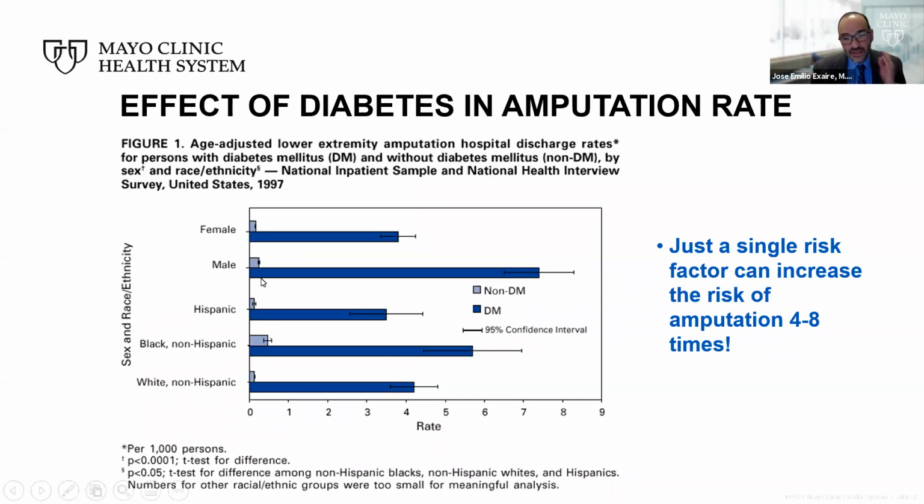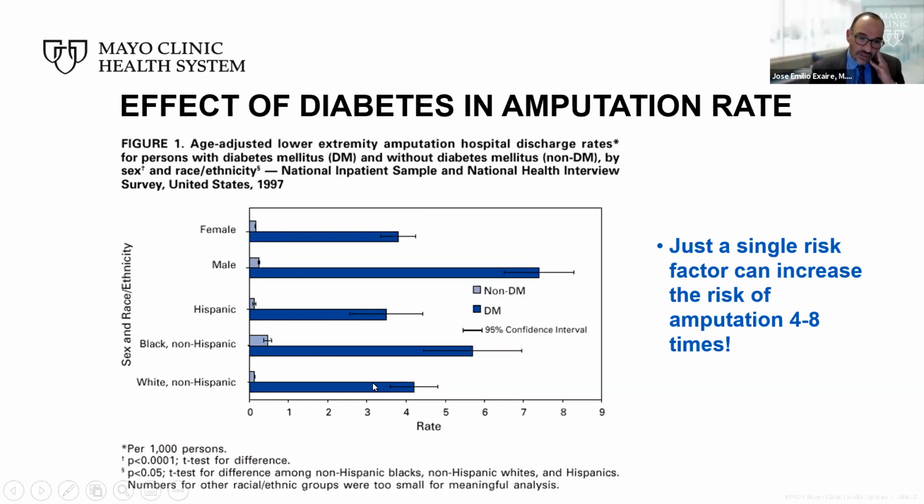So you can see here that down, we call this the rate. So this is the amount of times that we see the amputation. And here in clear blue are patients that are non-diabetics. And here in solid blue, you'll see people that are diabetics. And you can see that if you have diabetes and are female, you have about 4 times more chance of having an amputation than if you don't have it. And we're just talking about one risk factor, 4 times more. If you're a male, things are much worse for us, 7.5 times more chances of having an amputation if you're a diabetic man.